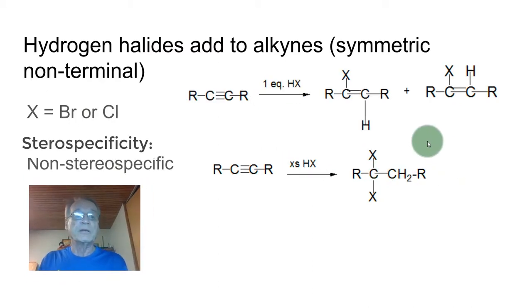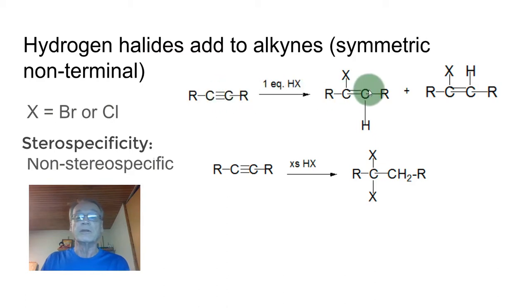Now, what happens if you don't have a terminal alkyne? So what happens if your triple bond is in the middle of a chain somewhere? So you have two R groups. Let's say for the moment that they're the same as each other, so it's a symmetrical, non-terminal alkyne. Again, if we add HX to this molecule, we're going to add hydrogen to one, halogen to the other. Doesn't matter which one gets the hydrogen and which one gets the halogen, not if the two R groups are the same as each other.